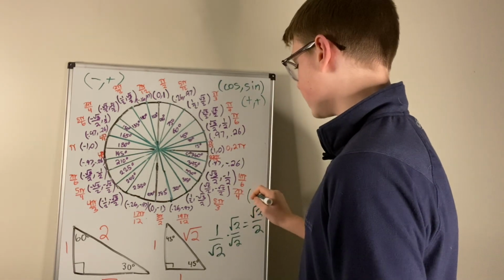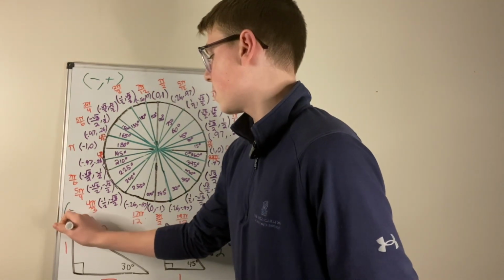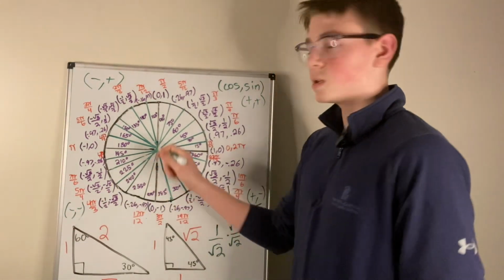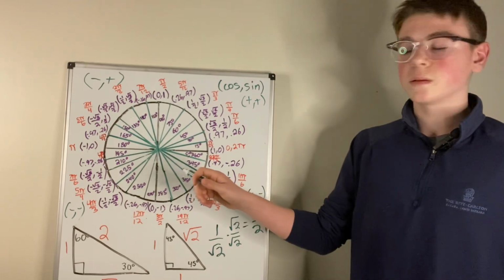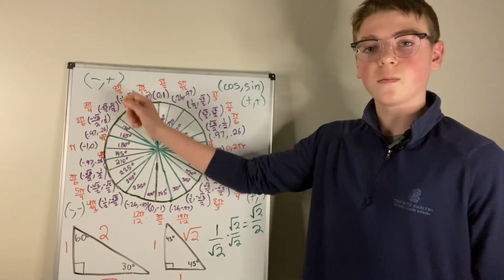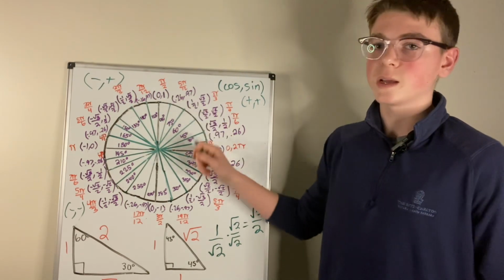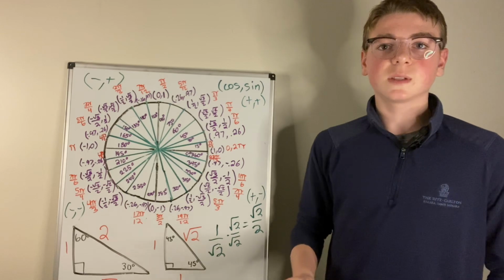Over here it's positive, negative. And over here it's negative, negative. Just if you're thinking of a graph, these are negative x's, these are positive y's, these are positive x's, these are positive y's, these are negative y's. So just think of that for sine and cosine.